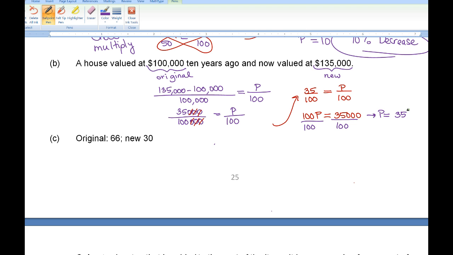We forgot to mention, is this a percent increase or a decrease? Increase. Good, so it's a 35% increase.